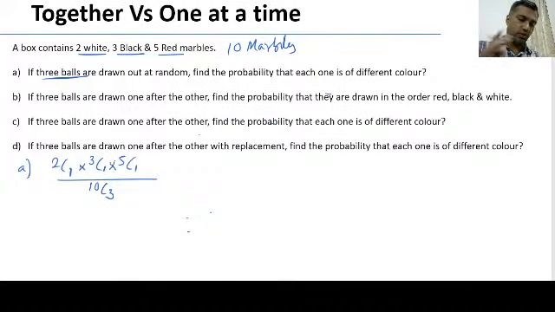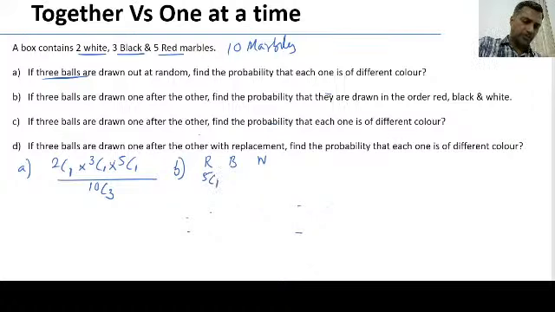Order is important. Good. So therefore, how is B here? First, I want to draw out a red, and then I want to draw out a black, and then I want to draw out a white. 3 balls are drawn one after the other. Fine. When we are drawing a red, how many are in your favor, friends? 5 reds are in your favor.